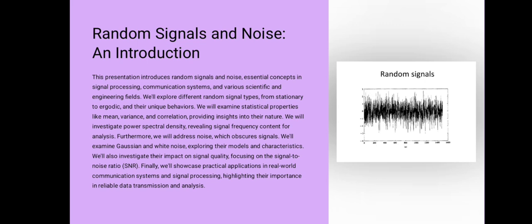Random signals and noise play a crucial role in communication and signal processing. In real world systems, signals are often affected by unpredictable variations and noise, making it essential to understand their behavior. We will explore different types of random signals, their properties, and how they influence signal transmission and processing. Now we will go through the types of random signals.